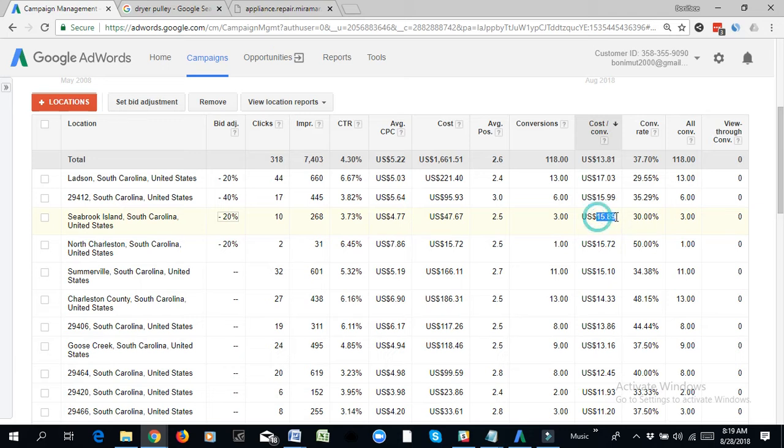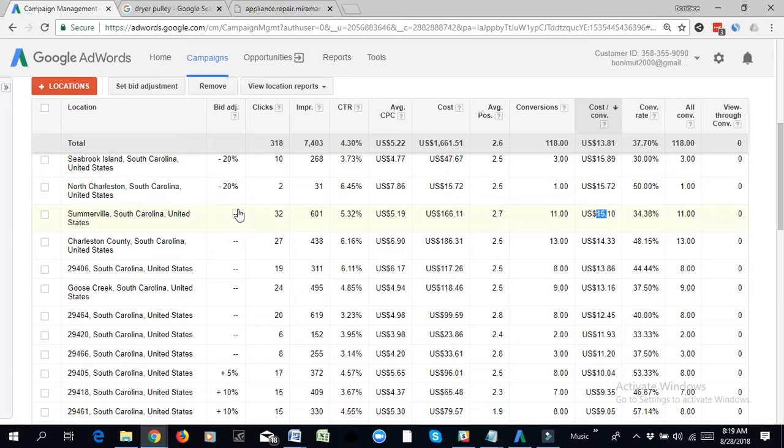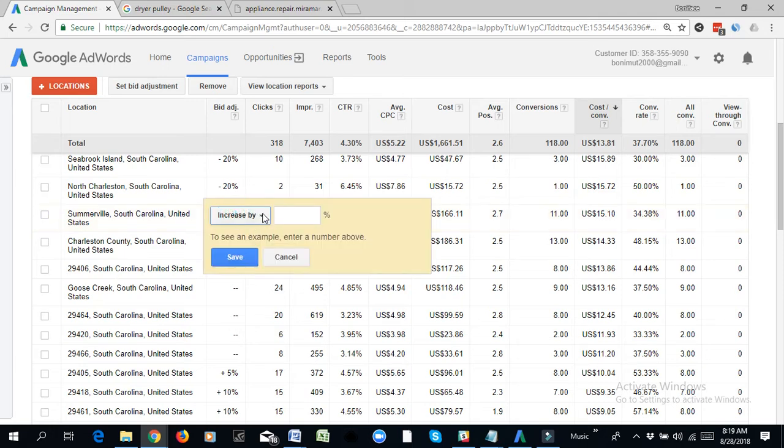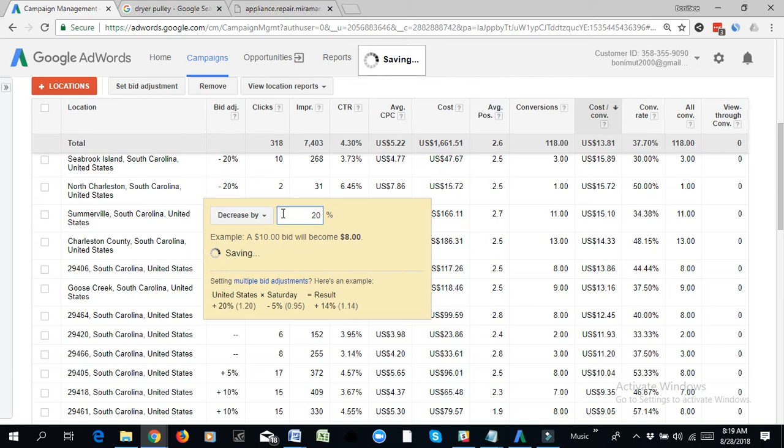This one is at 15. For those ones we can apply negative 20. Here we have 15, we can apply negative 20. 15, I can apply now negative 20 here. I choose decrease and put 20 there. So that's how we do it.